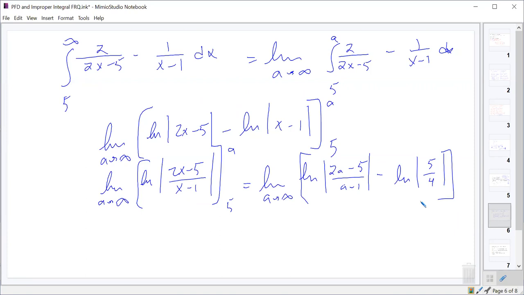Zoom, good or no? Yeah, okay. Good zoom. Okay. All right.